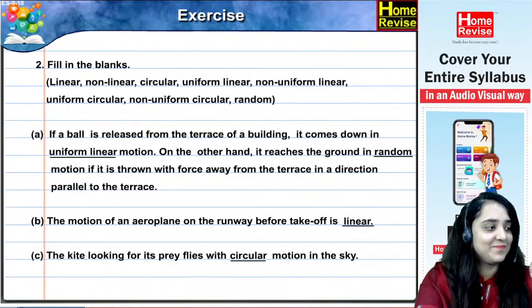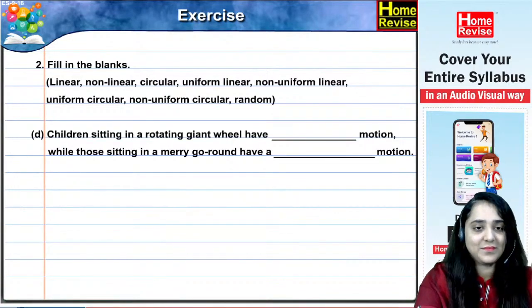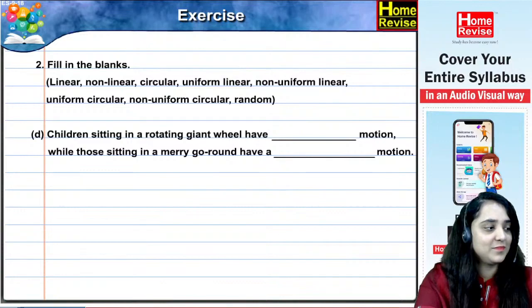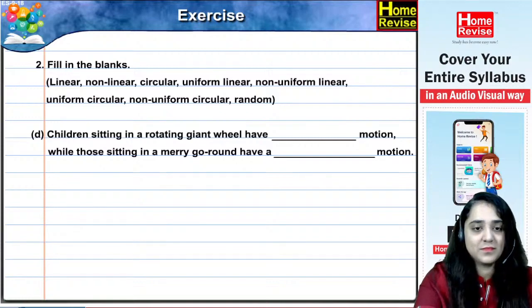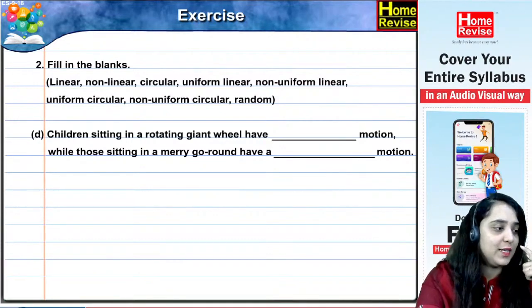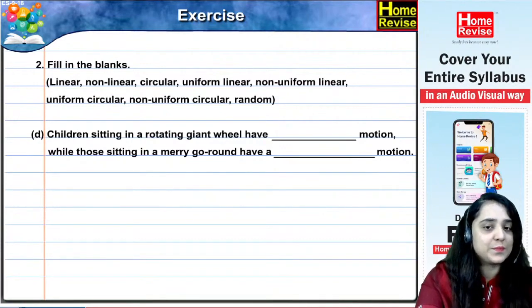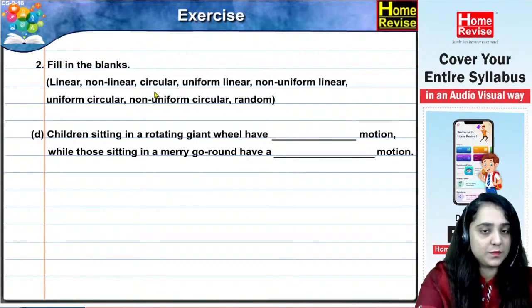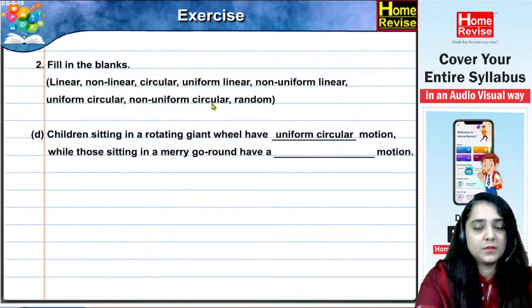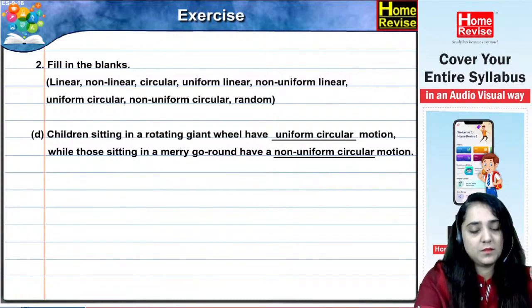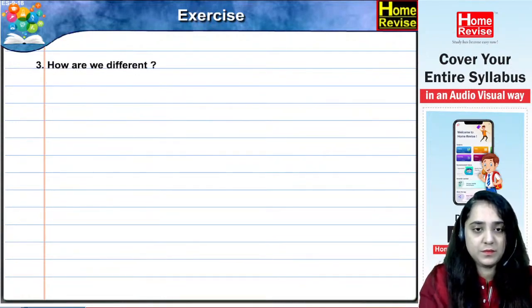D. Children sitting in a rotating giant wheel have dash motion, while those sitting in a merry-go-round have dash motion. Answer: in a rotating giant wheel they have uniform circular motion, while those sitting in a merry-go-round have non-uniform circular motion.